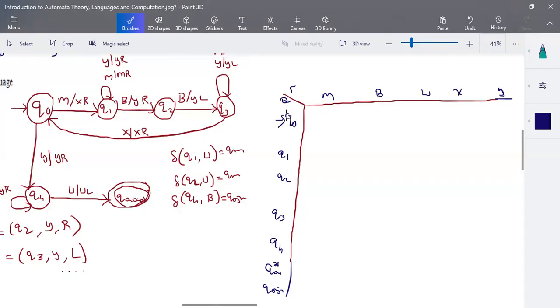Okay, so Q0 when the input is M, we are going to the Q1 state and M is replaced by X and we make a right side move. So you have to fill all these three elements inside.